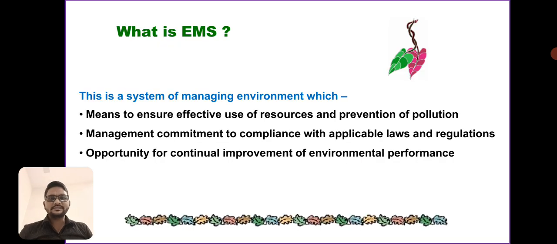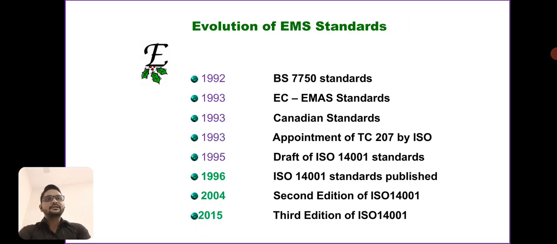Now what is the EMS, environmental management system? This is a system of managing the environment, which means ensuring effective use of resources and prevention of pollution. Next is management commitment to compliance with applicable laws and regulations and opportunity for continual improvement of environmental performance or objectives. Next is the evolution of the EMS standard.